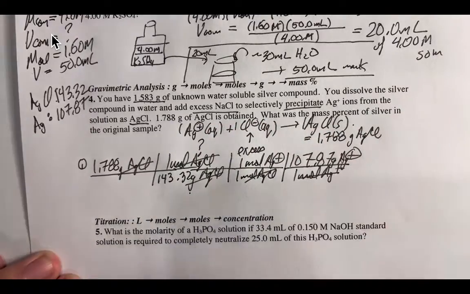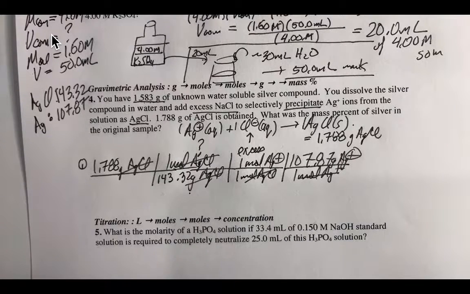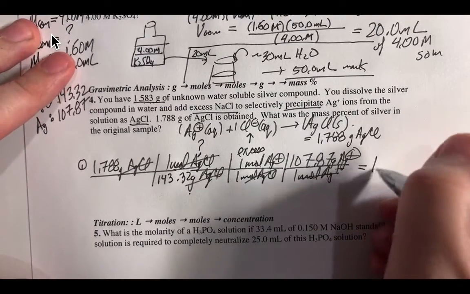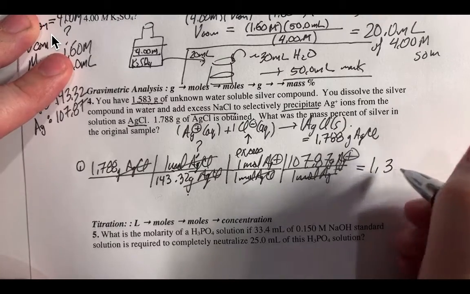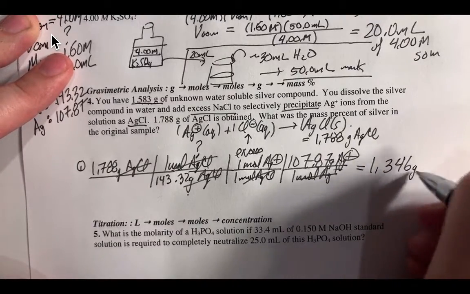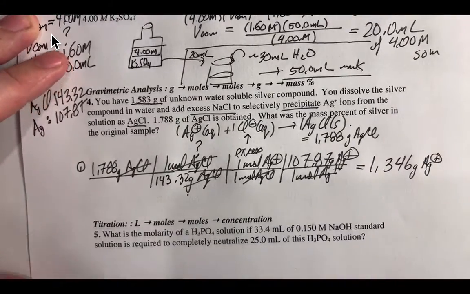Okay, with all my units canceled out now, I have grams of silver. I figured out how many grams of silver are in that sample. 1.788 times 107.87, close parentheses, divided by 143.32, close parentheses, equals. Okay, there's 1.346 grams of silver in that sample.